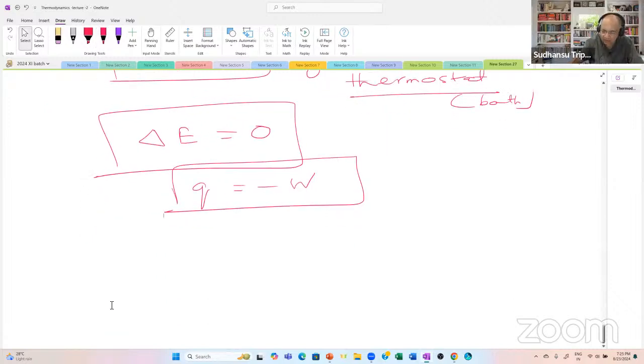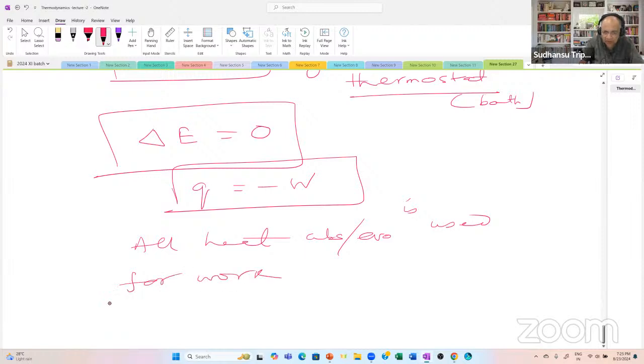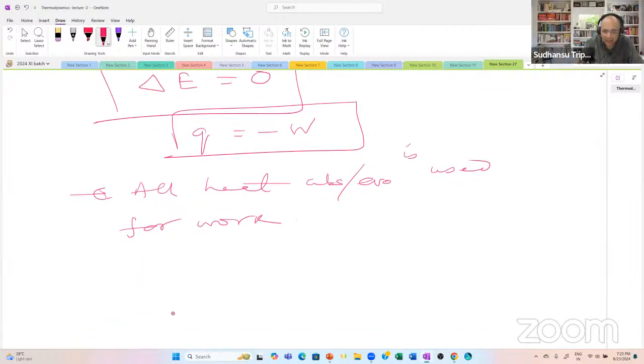So all heat absorbed or evolved is used for work. And in this case, del H is equal to del U plus del PV, because P and V both are changing, if it is reversible, particularly since it is reversible.